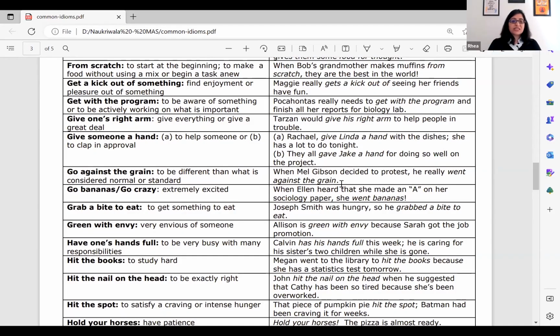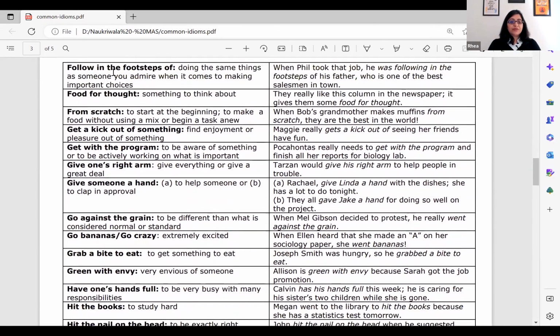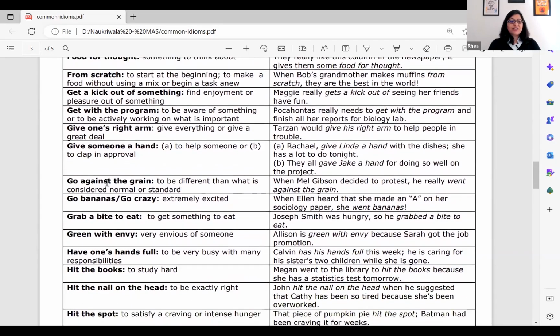Let's take a pause here and try to form a sentence for any one of these idioms, right from scratch to go against the grain. Pick one and you can form your own sentence. Tatas would give their right hand if India needs it. That's a good sentence. Elon Musk always goes against the grain. That's a good one again. So we know Elon Musk is always doing something different from the rest of the world. And yes, this idiom fits in really beautifully.